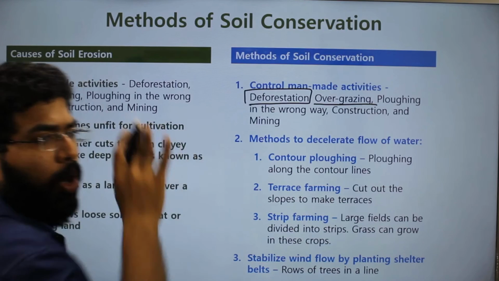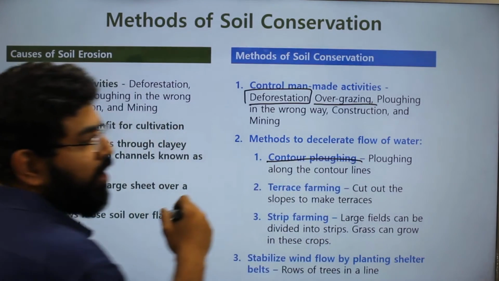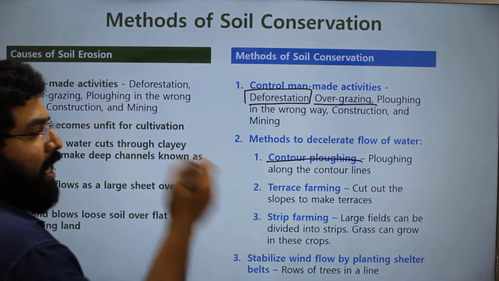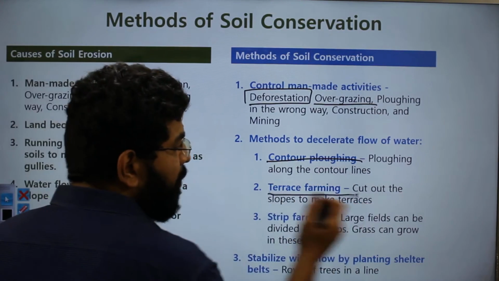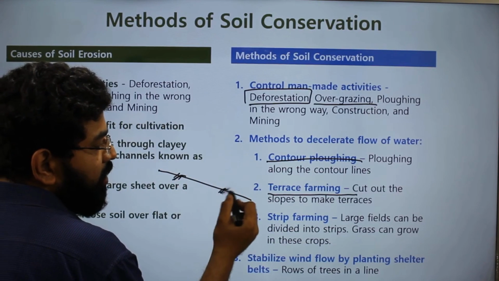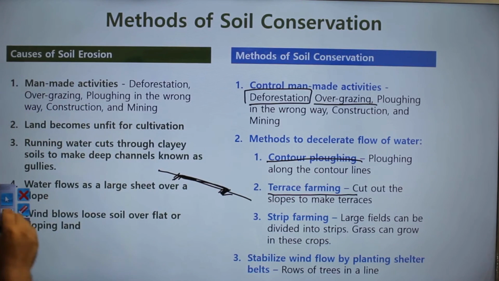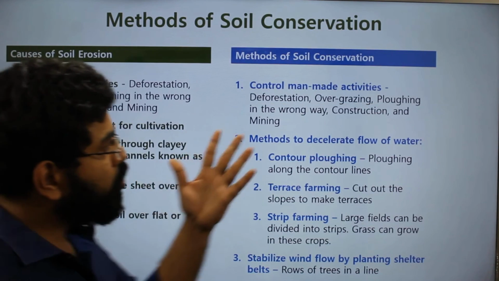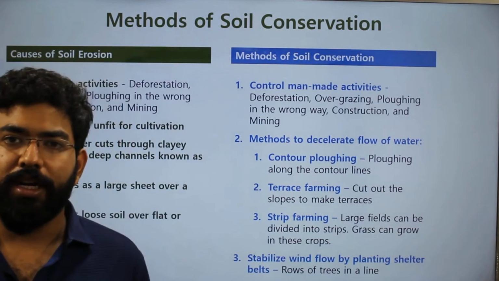Now, if there is a lot of flow of water, a natural cause, then you can have contour ploughing. So you will have contour lines built into the land that stops the flow of water. So terrace farming, basically getting strips made so that a terrace is formed where water can slow down. So this is what it is about soil conservation, which is really important as soil is a very important resource.